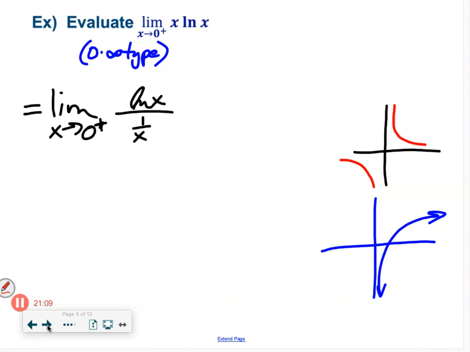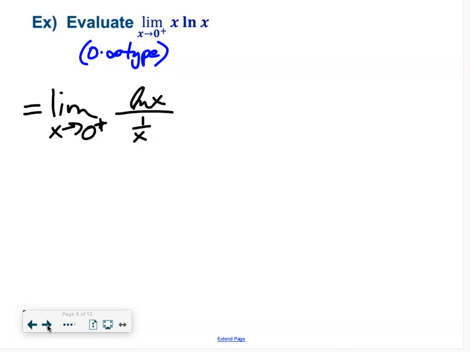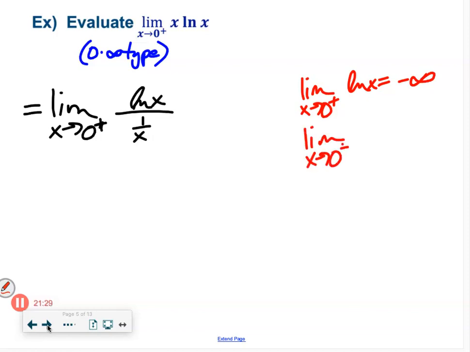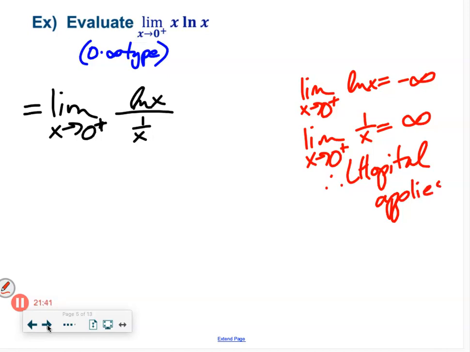No, it doesn't. So now we can L'Hopital. But before we actually L'Hopital, what do we have to do first? We have to justify it. So we write the limit as x approaches 0 from the right of ln x equals negative infinity. The limit as x approaches 0 from the right of 1 over x equals infinity. Therefore, L'Hopital applies.